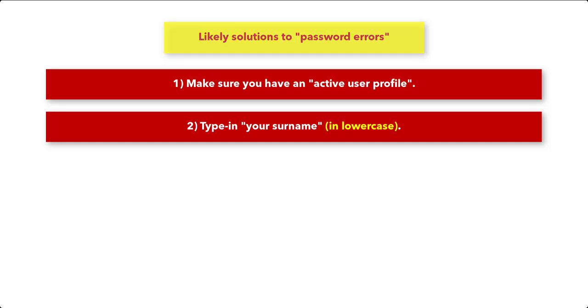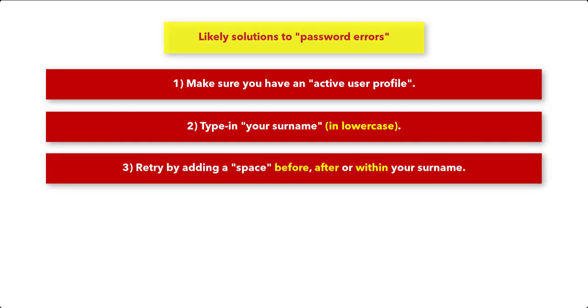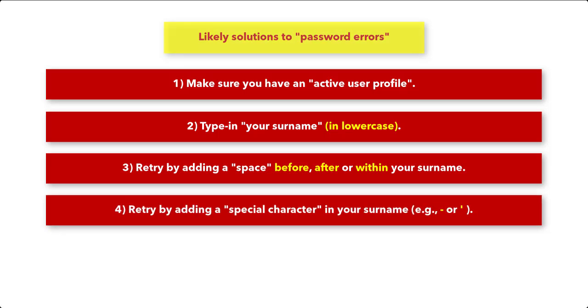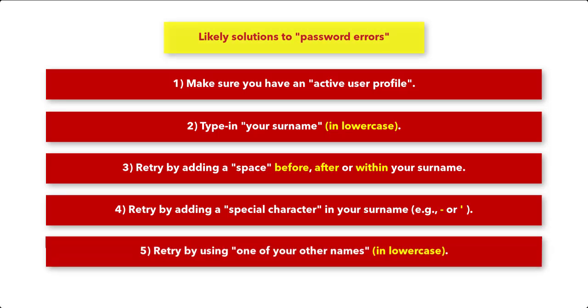If this does not still work for you, then check whether there is a space at the front of the surname or behind the surname or somewhere in between the surname. Or you could check to see if your surname could have a special character like a hyphen or an apostrophe. If these do not work for you, then you could check to see whether any of your other names will work for this, perhaps your first name or your middle name. But if all of these do not work for you, then you can contact us for help as explained at the end of this video.